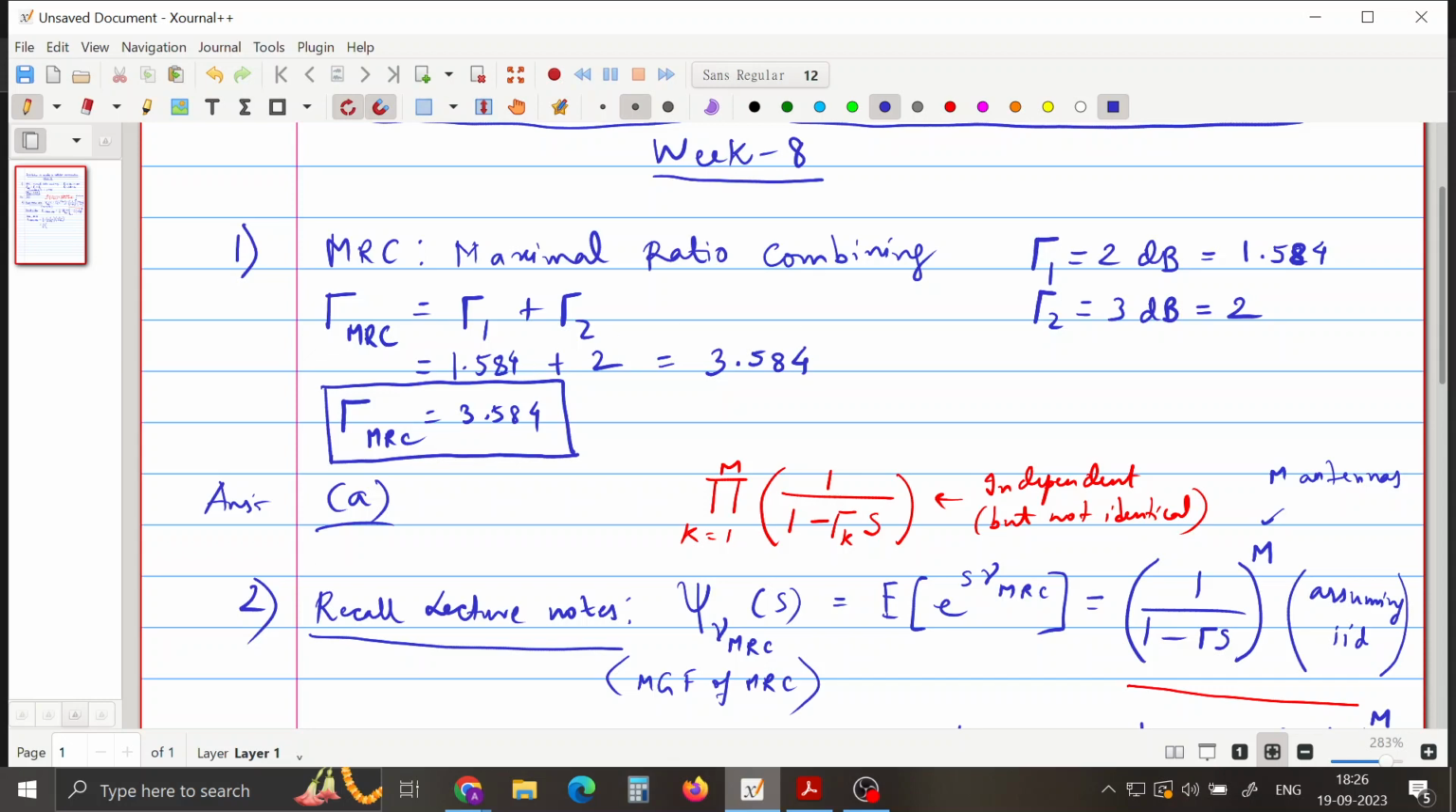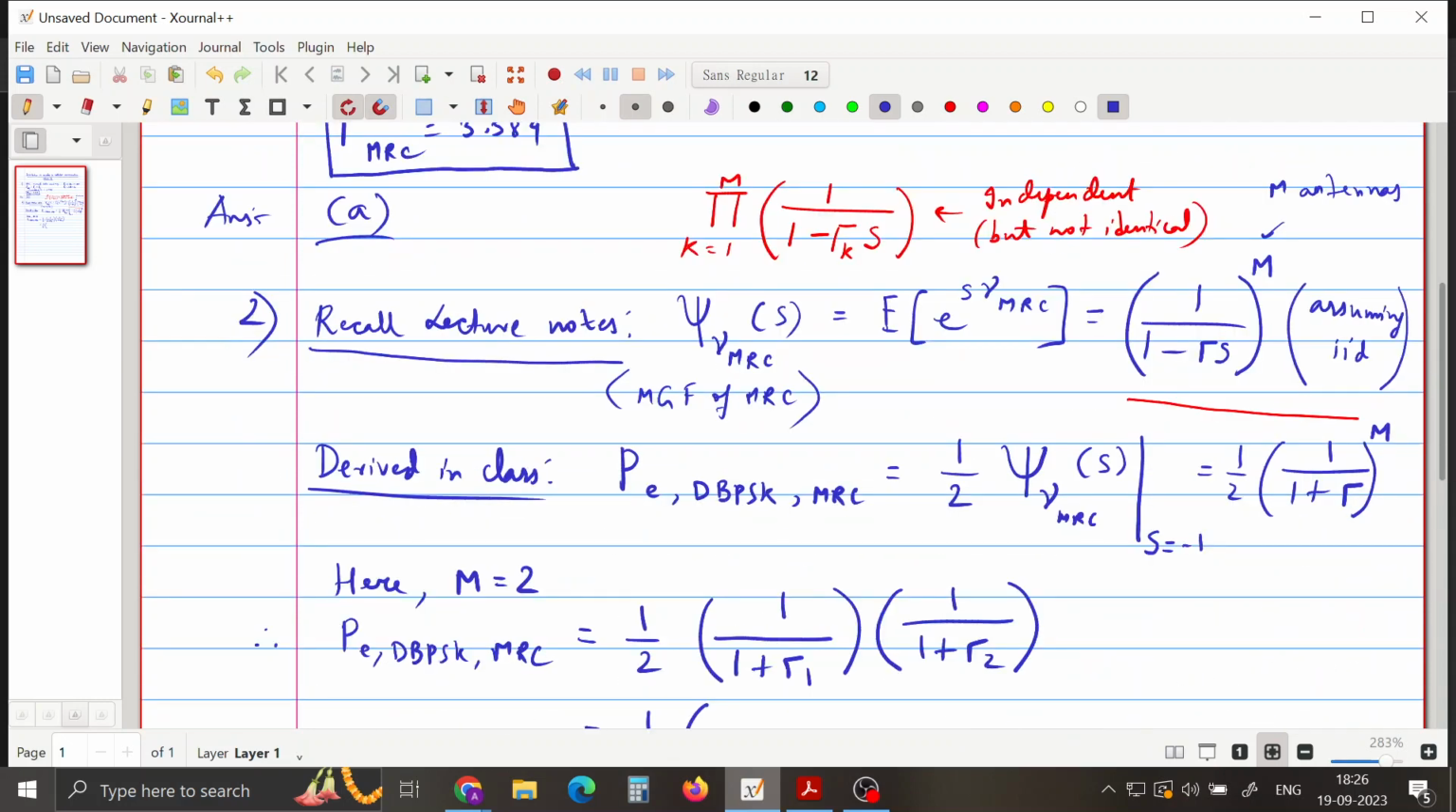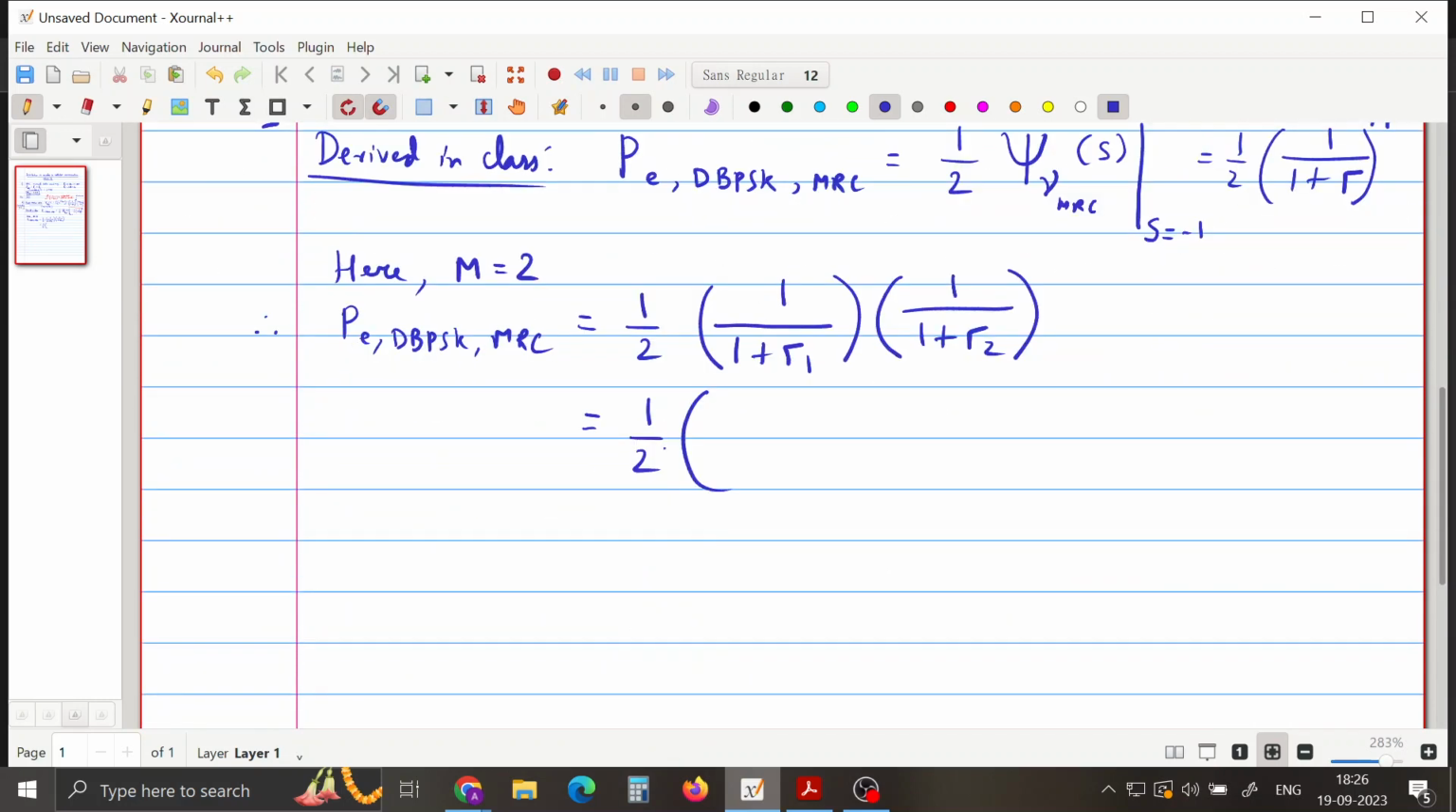This is 1.584, that's gamma 1, and gamma 2 is 2, right? And by the way, this question 2 is actually a continuation of question 1, right? Okay, so we know the values, gamma 1 and gamma 2.